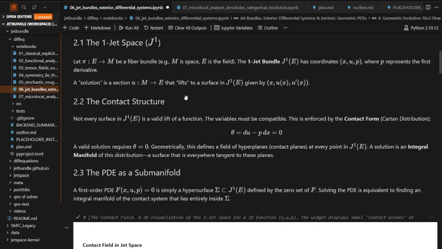And a solution is a section of that bundle mapping back to the field such that it'll lift a surface in the one jet space given by x comma u of x comma u prime of x. All right, you see what happened there?